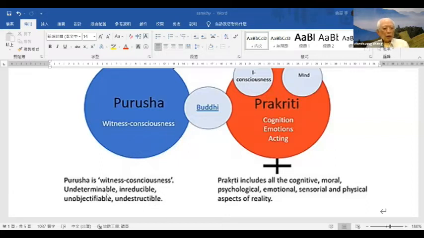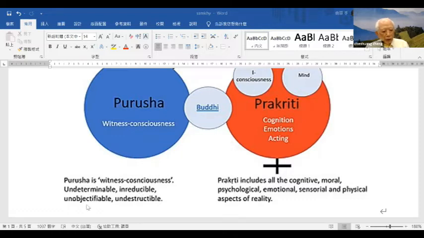Undeterminable means that Purusha is formless. We cannot determine what Purusha is. It is out of our speculation. It is out of our conceptualization. We cannot determine Purusha as something. And it is also irreducible. Irreducible means that we cannot reduce it to nothing. It is always there. It is ever existent.